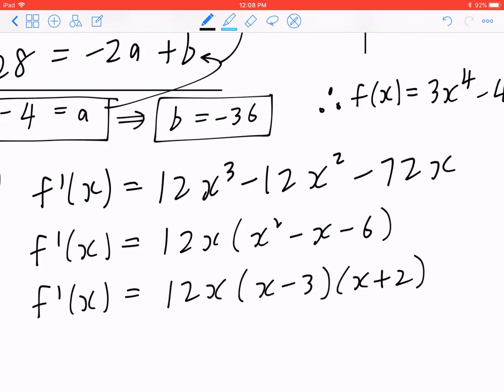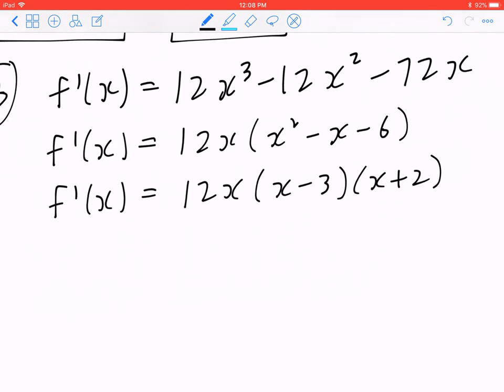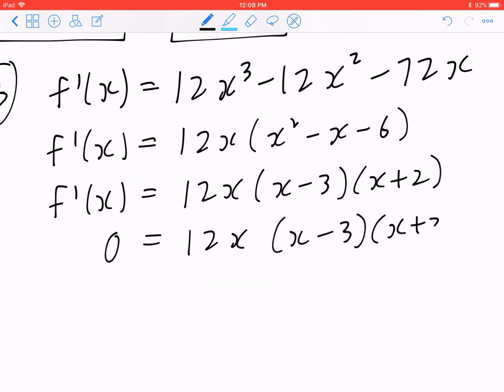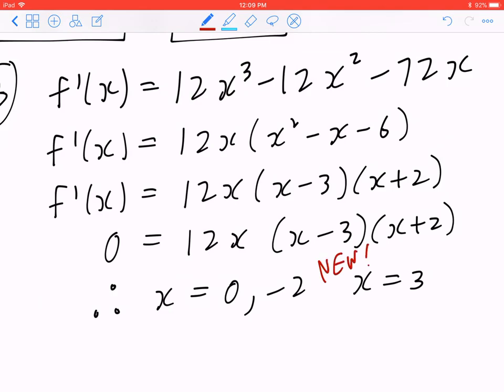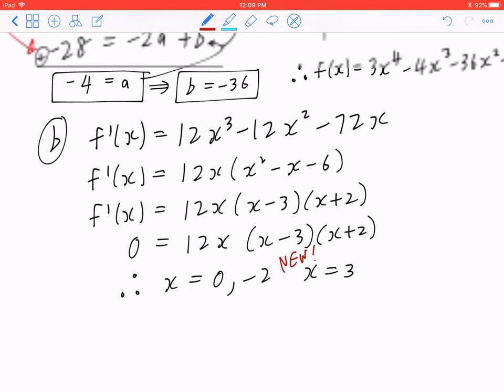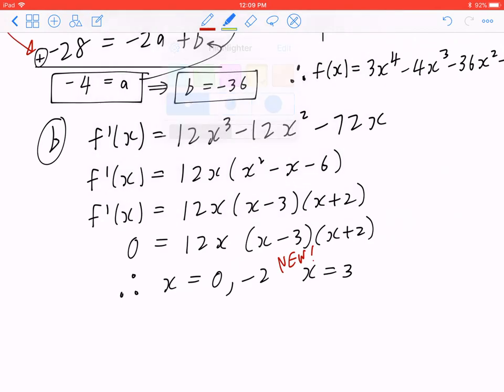And as you can see, there are 2 answers that we found or that was given to us from the beginning. So when you set this to be 0 and you solve for x, 2 answers were given to us. And the new answer is going to be x equal to 3, because 0 and negative 2 was given to us. And the new answer, the one that we're looking for, is x equal to 3. So that is the new x value.